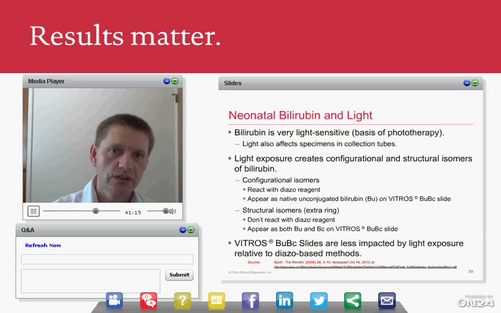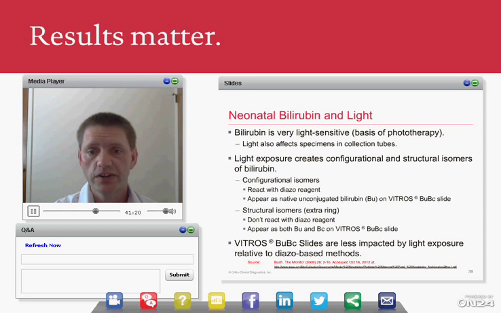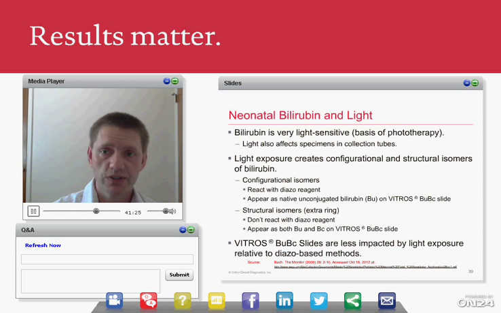What happens when bilirubin is exposed to light, at least in a patient sample? From the testing we've done, it does say that it's very dependent on the matrix, but in human serum, when you expose that sample to light, the bilirubin will create both configurational and structural isomers. The configurational isomers react with diazo-based chemistry and appear as native unconjugated bilirubin, or BU, on the BBC slide.